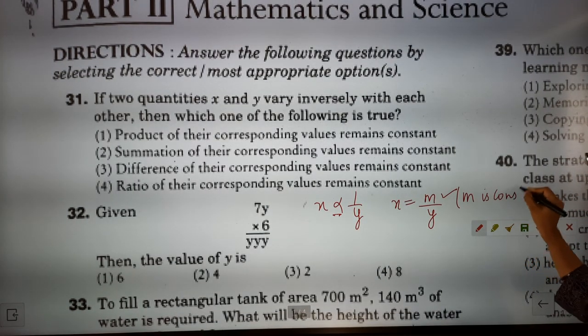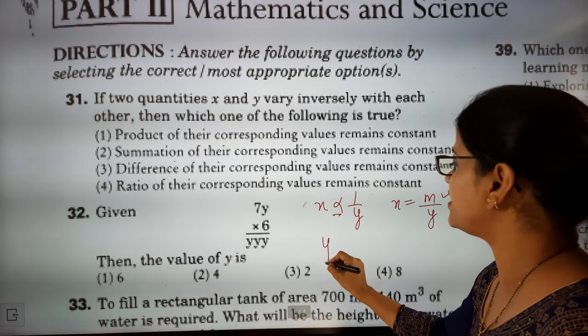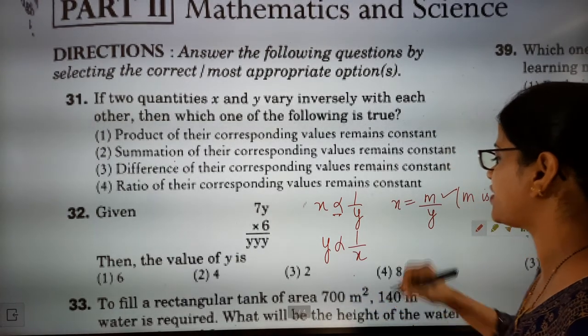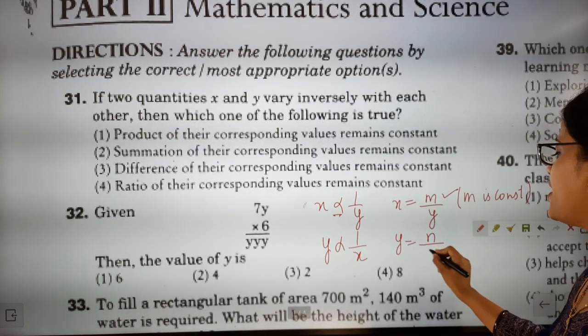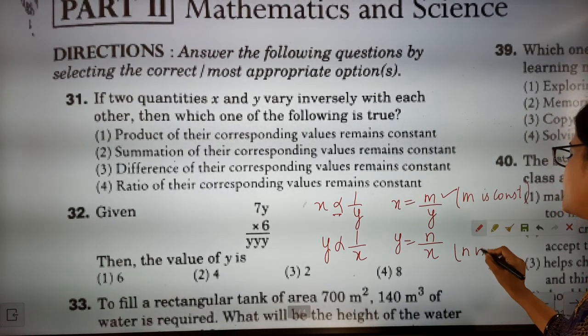In the same way, they are telling that y is inversely proportional to x. So if y is inversely proportional to x, then y will be equal to n by x. Now here n is a constant.